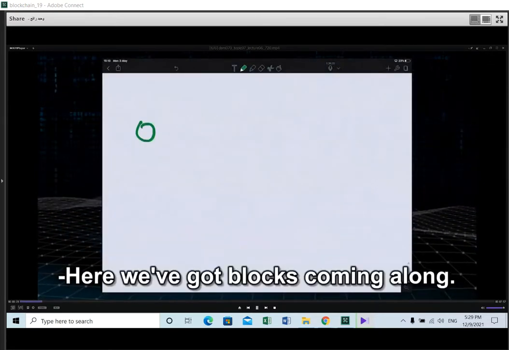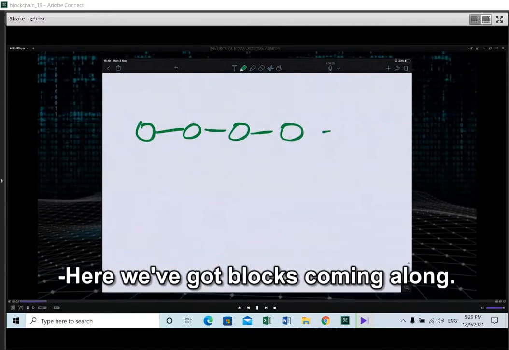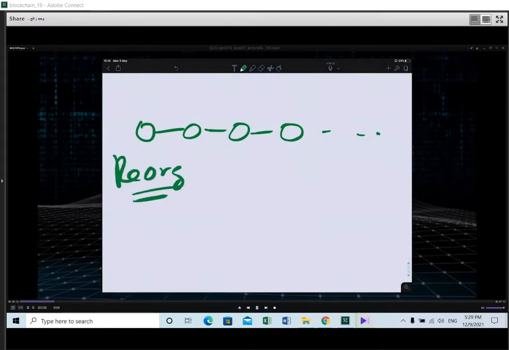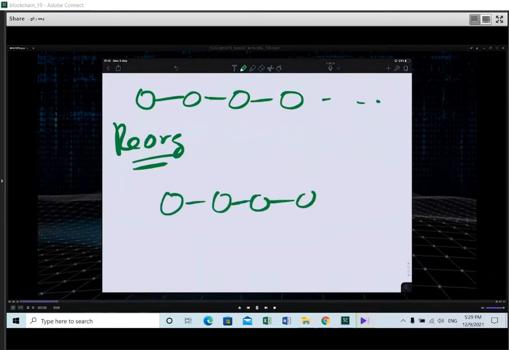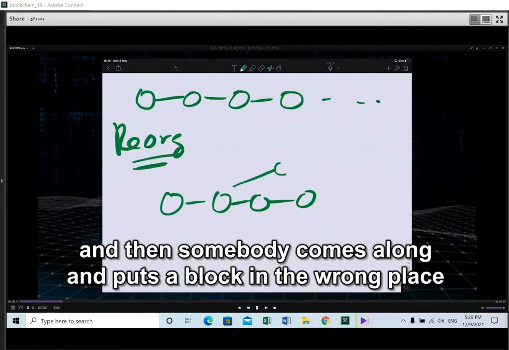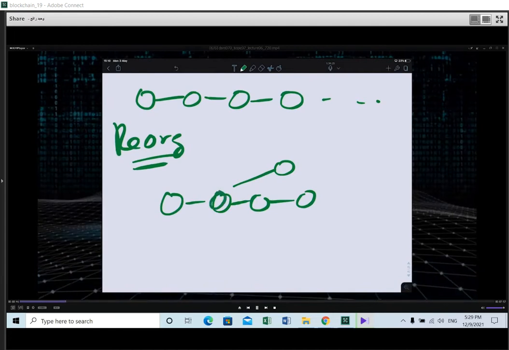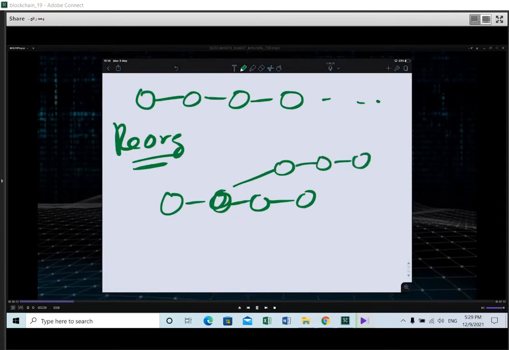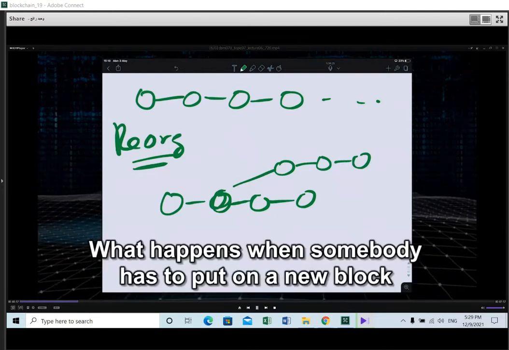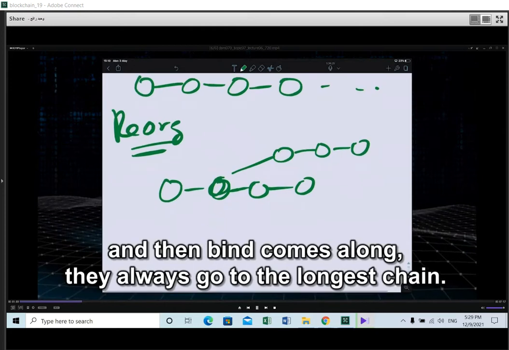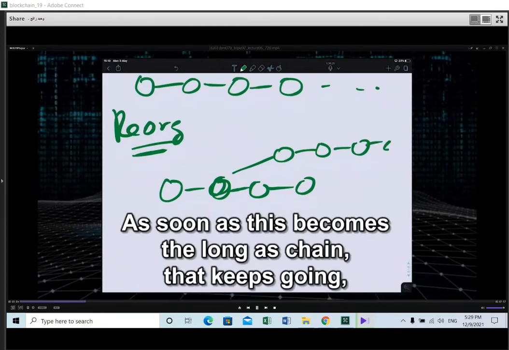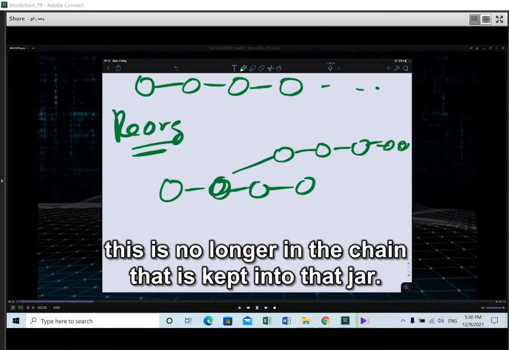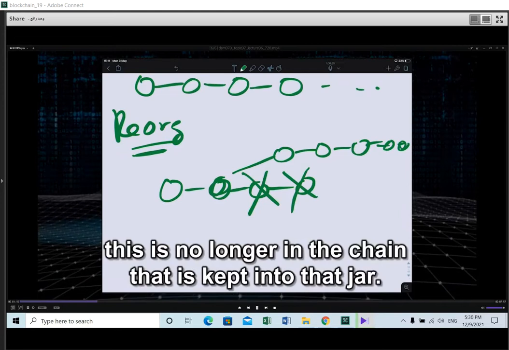Here we've got blocks coming along. So what happens with a reorg? Well, we've got the blocks, and then somebody comes along and puts a block in the wrong place, for whatever reason, and continues. And for some reason that continues until it becomes the largest chain. So when somebody has to put on a new block, they always go to the longest chain. So as soon as this becomes the longest chain, that keeps going. And once this keeps going, this atrophies. This is no longer in the chain that is kept in the ledger.